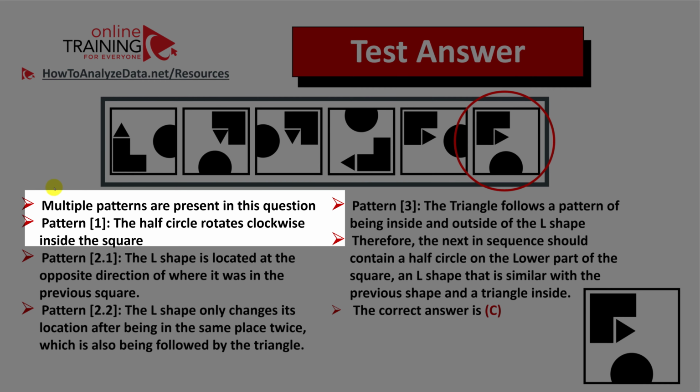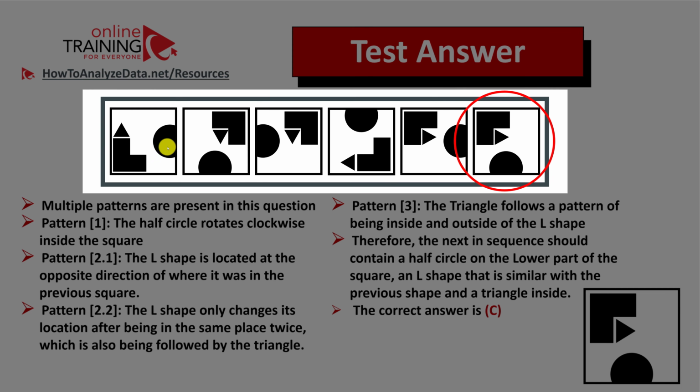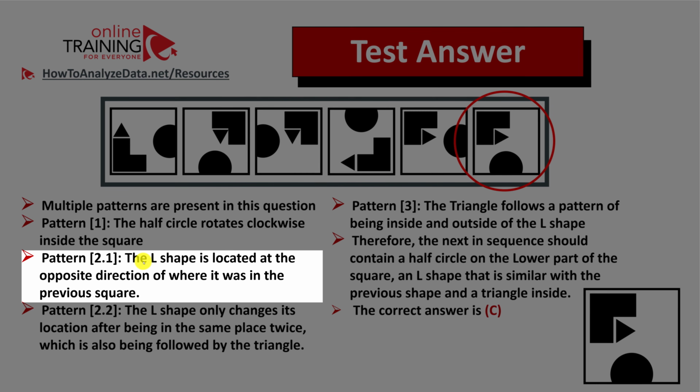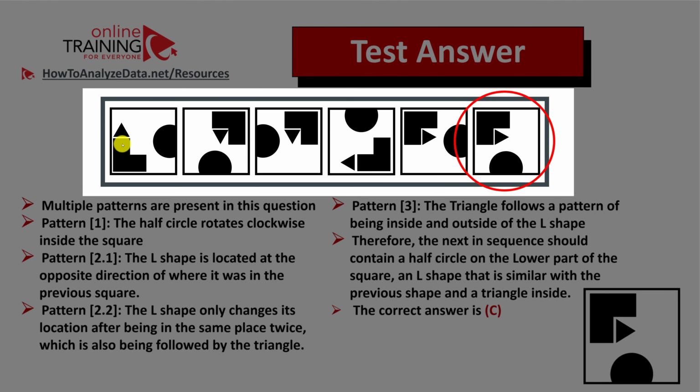The first pattern is where half circles rotate clockwise inside the square. So the first position is on the right. Next position is at the bottom. Then left, top, and then you see the cycle repeating. The second pattern is where the L shape is located in the opposite direction of where it was in the previous square. So you see that the L shape in the first square is located in the bottom left. In the next square, it's located in the upper right corner.